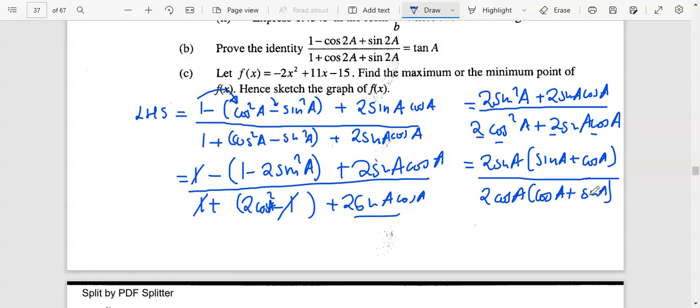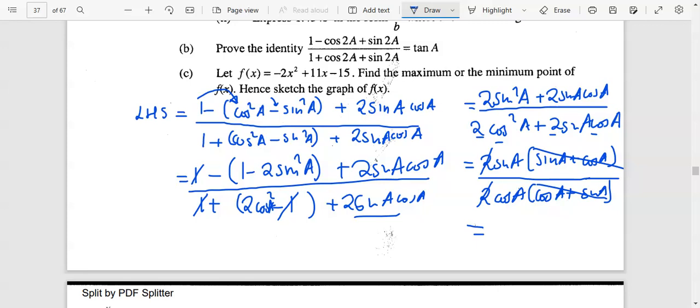What will remain in the next is sin a. Now we know that addition is commutative, meaning that this is the same as this, so they'll cancel out. And a 2 is the same as a 2, it will cancel out. So what we've remained with is sin a over cos a. Faith, what is sin a over cos a?